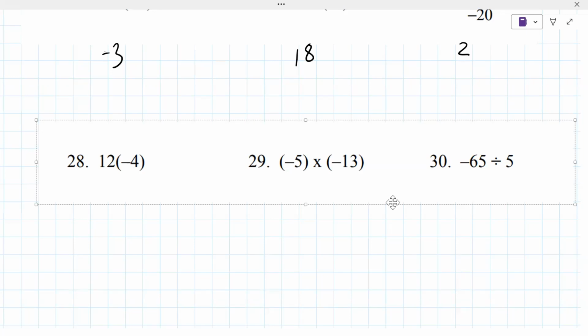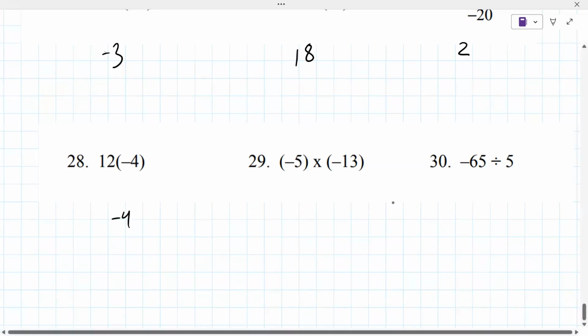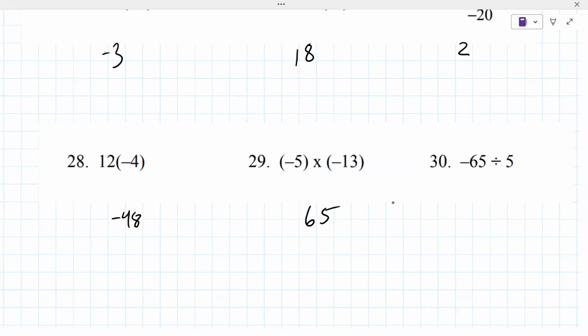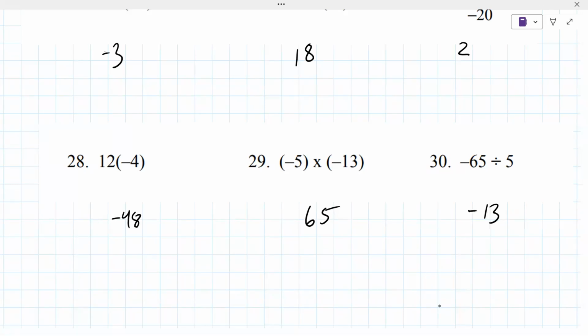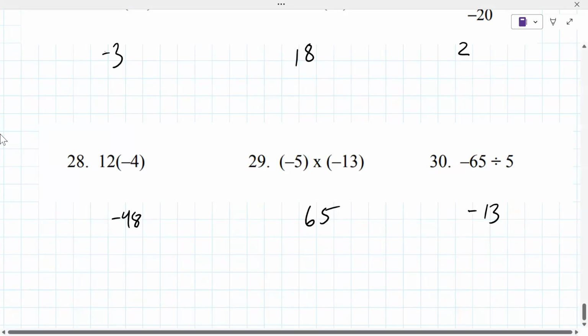Negative 48. Okay. 65. Good. Negative 15. Try again. That last one is maybe one that you're not used to seeing. You can always use long division. Oh, negative 13. Yeah, very good. Okay, so I think you've got it all down.